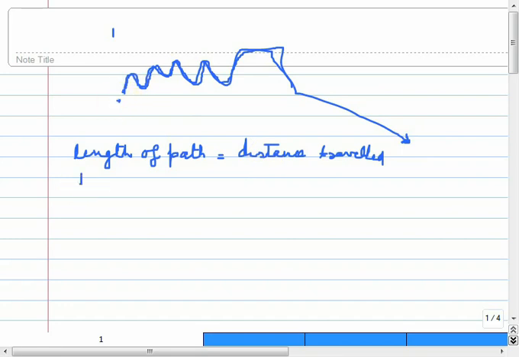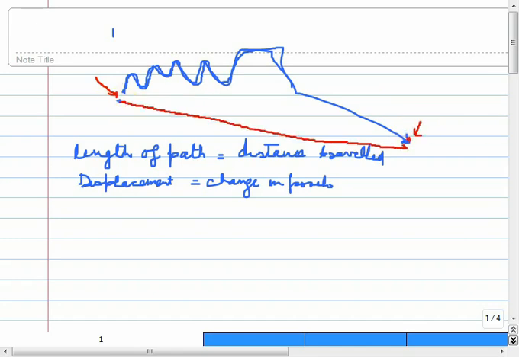And what will be the displacement? It is equal to change in position. So the initial position of the object was here, and the final position is here. So the change in position is this: the shortest distance between point A and B. That is, if we join point A and B by a straight line, then this will give the displacement. Kindly note that the displacement is shown by an arrow and it has a direction.